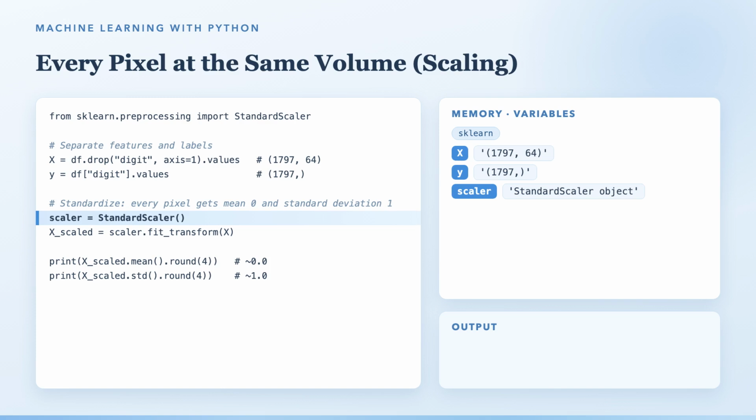Only a few gentle lines here. First we separate the pieces. X holds every pixel column of df, after dropping the digit column. 1,797 rows, 64 features. y holds just the digit labels.